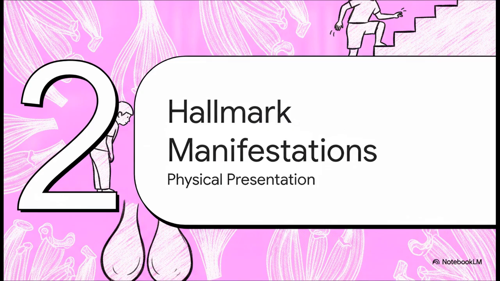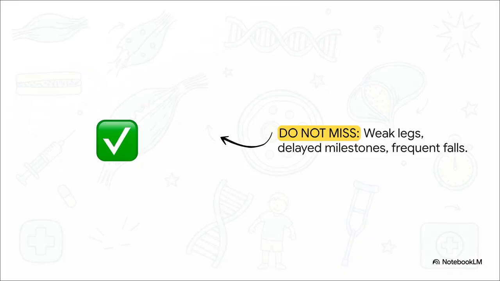Okay, moving on to part two, identifying hallmark manifestations. Let's look at how this cellular defect actually shows up in a child. Take a look at this do not miss checklist. If you picture this clinical presentation in a young boy, the weakness almost always begins in the lower extremities first. And that's the domino that triggers everything else. You'll see frequent falls, a very distinct waddling or unsteady gait, and noticeably delayed motor milestones.